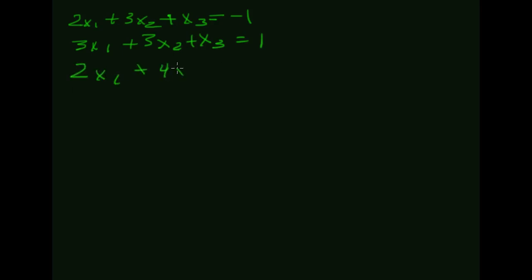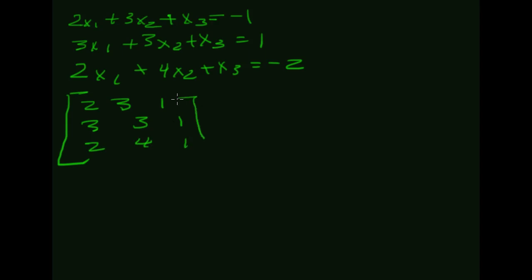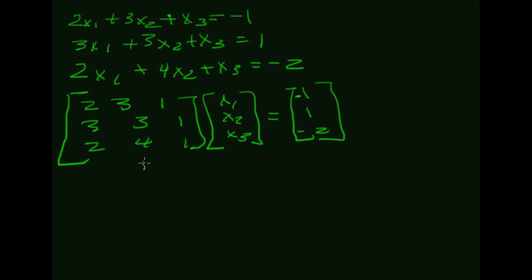2x1 plus 4x2 plus x3 is equal to -2. All right, in the last set of notes, we wrote this as a matrix equation. We write this as the matrix 2, 3, 1, 3, 3, 1, 2, 4, 1 times x1, x2, x3 is equal to -1, 1, -2. Now, why do we do this? Because this is like my Ax equals b.